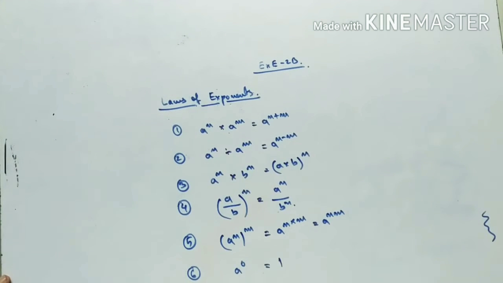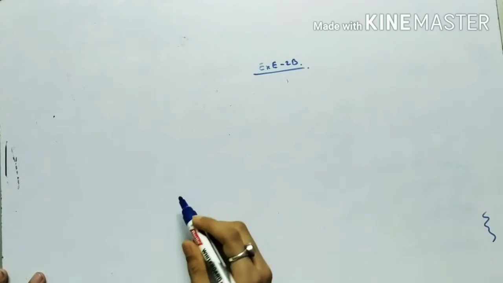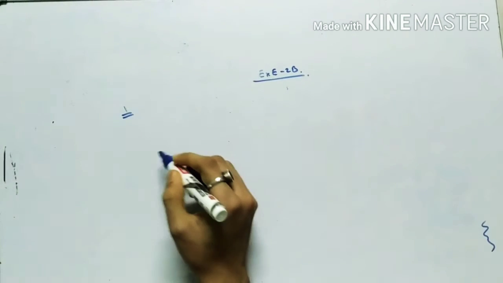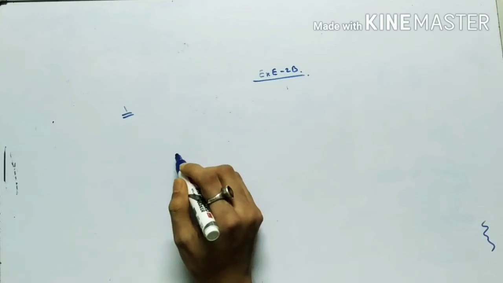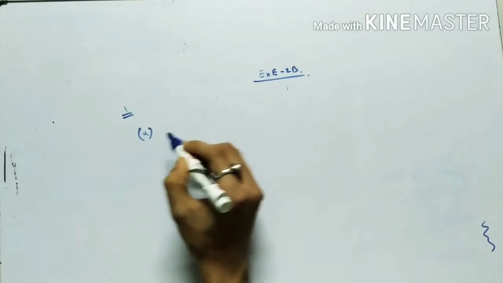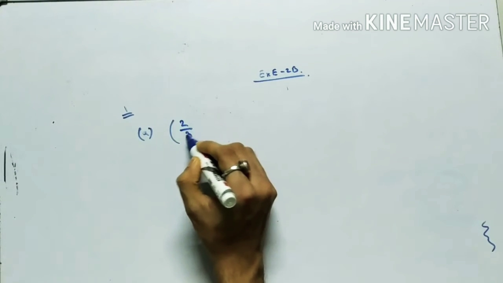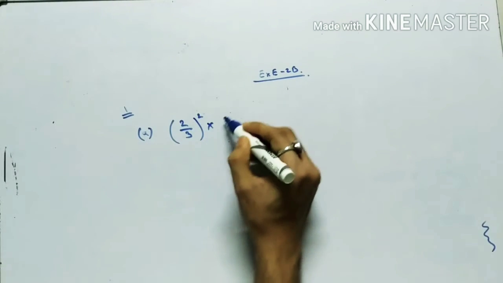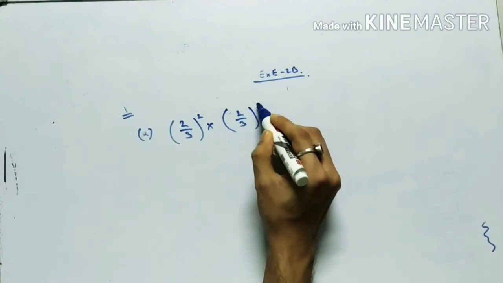Okay, so now exercise 2b type 1. Simplify the following and express the result in power notation. First, 2 by 3 to the whole power 2 into 2 by 3 to the whole power 3.